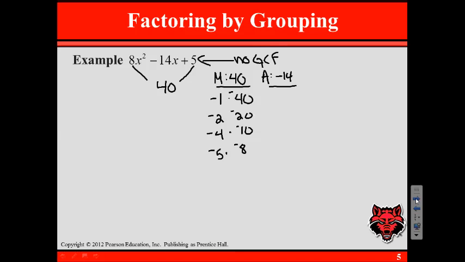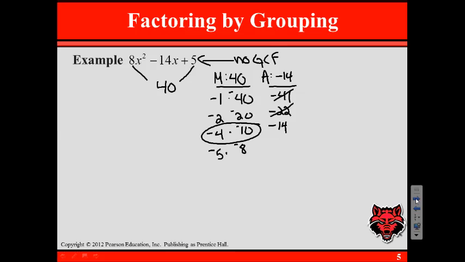So as we look at the sum of each factor group, negative 1 and negative 40 would give us negative 41. That's not what we want. Negative 2 and negative 20 give us negative 22. That's not what we want. Negative 4 and negative 10 give us negative 14. That's exactly what we want. So we found our factor pair.